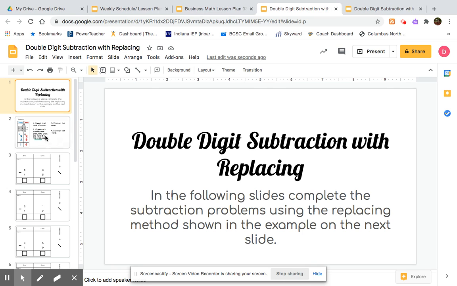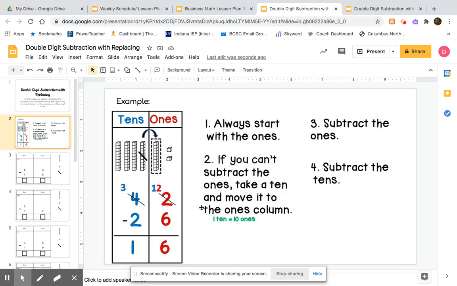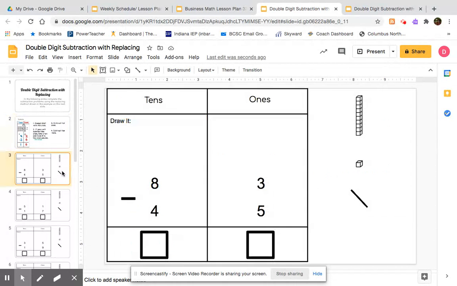All right, on our very first page over here, we have an example. I'm going to let you read through that if you need it, if you have extra time. I'm going to go ahead and go to our third page. This is our very first problem that you're going to do on your own.